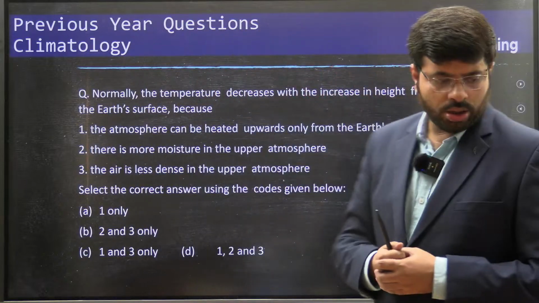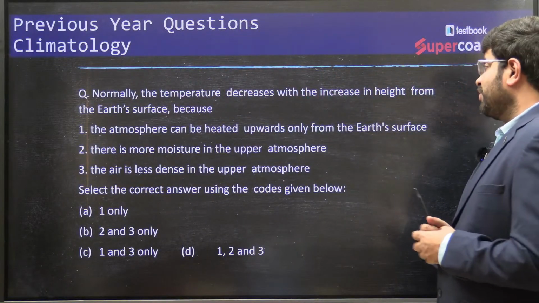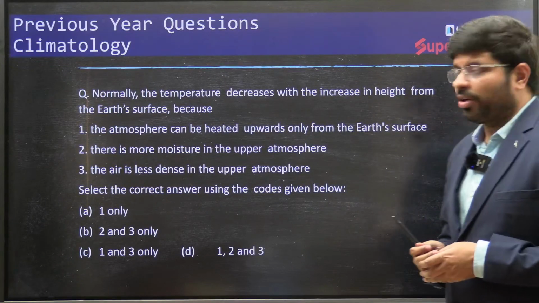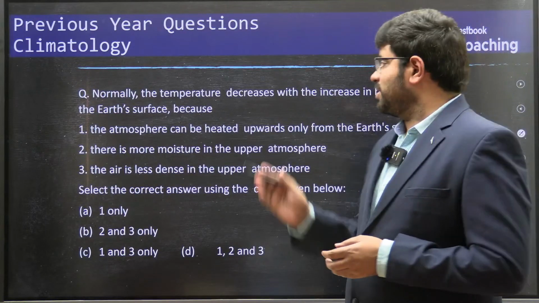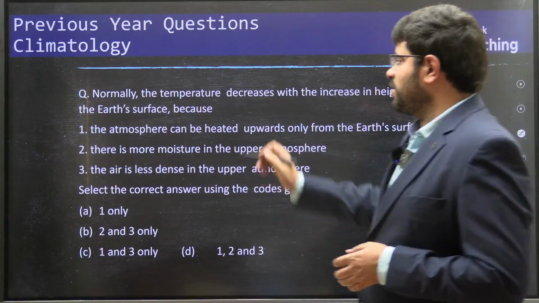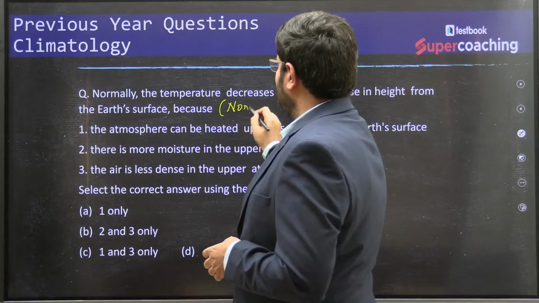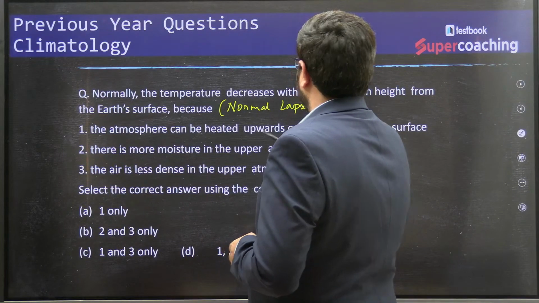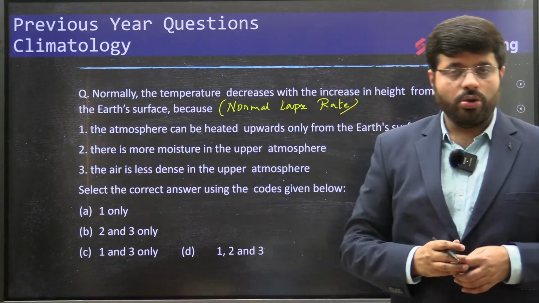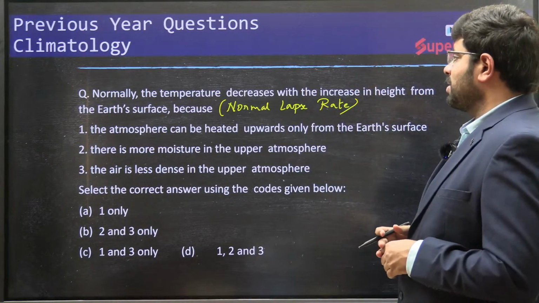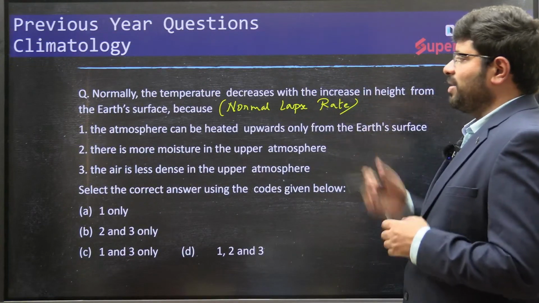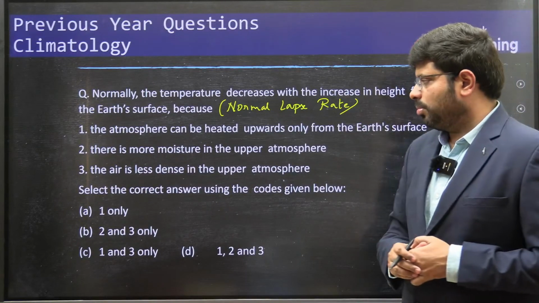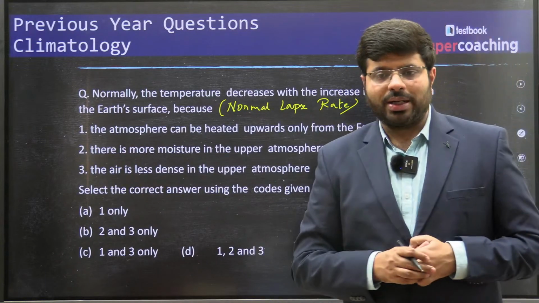Normally, the temperature decreases with increase in height from the Earth's surface. That's what we know. What do you call that phenomenon? The temperature decreasing with increase in height from the Earth's surface is what we call the normal lapse rate. Right. So the question is: what are the reasons for the normal lapse rate? Try to answer.